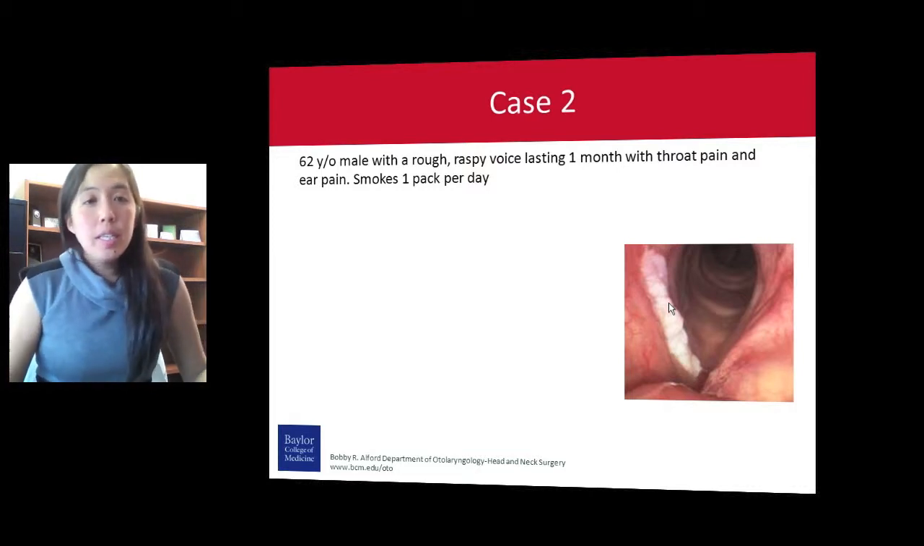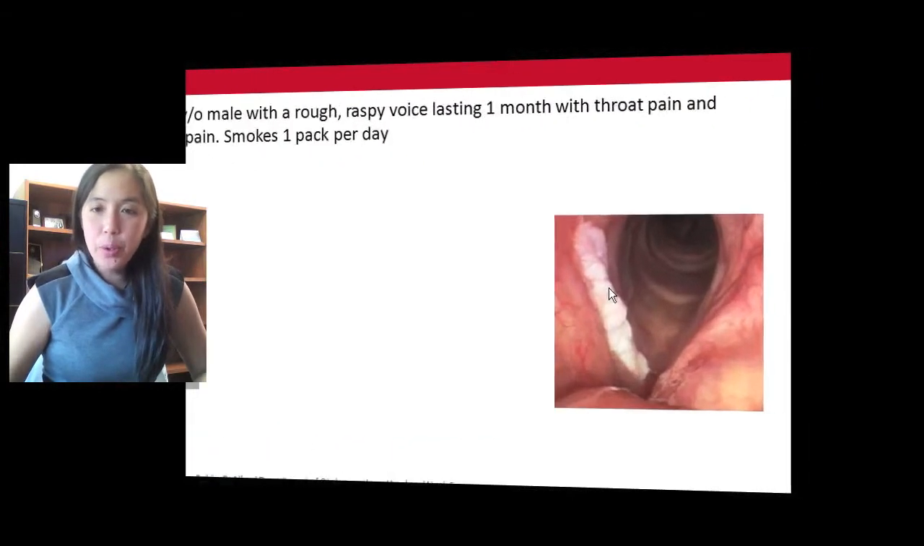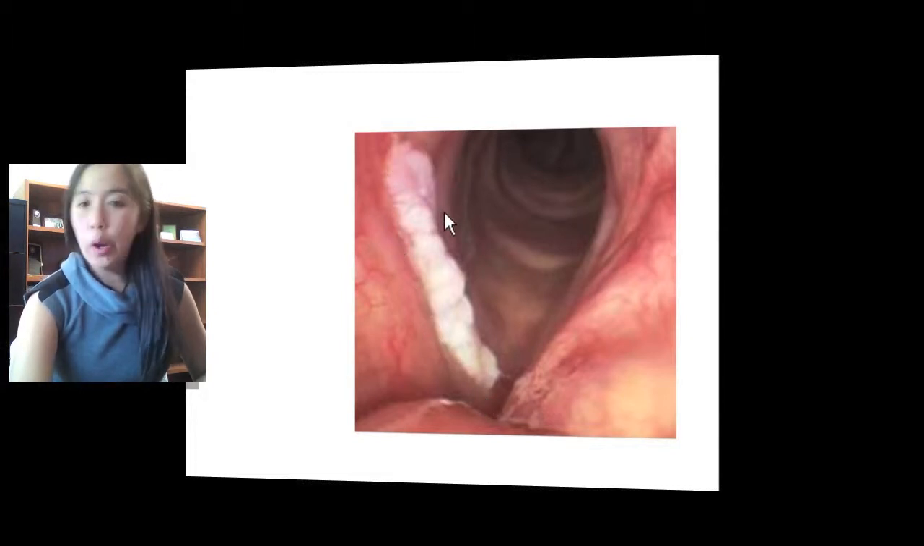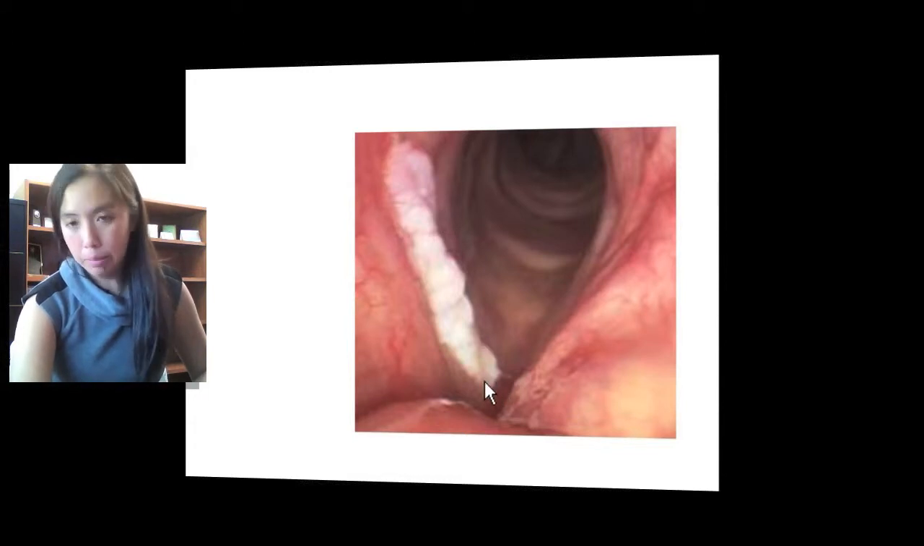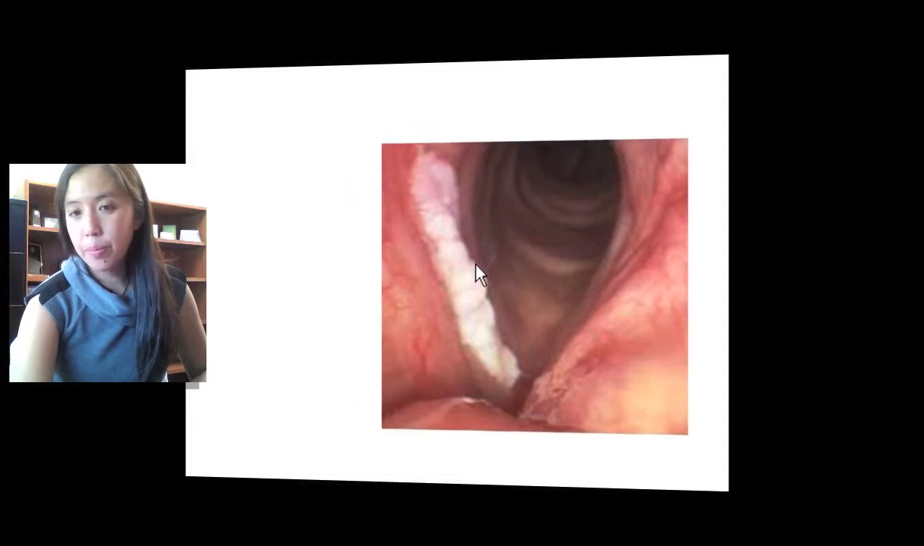Case 2 is a 62-year-old man with a rough, raspy voice lasting approximately a month with throat pain and ear pain. He also smokes a pack a day. When you do your flexible nasal laryngoscopy, you see this white lesion, which we call leukoplakia, leuko meaning white, plakia meaning plaque. So a white plaque on the right vocal fold here.